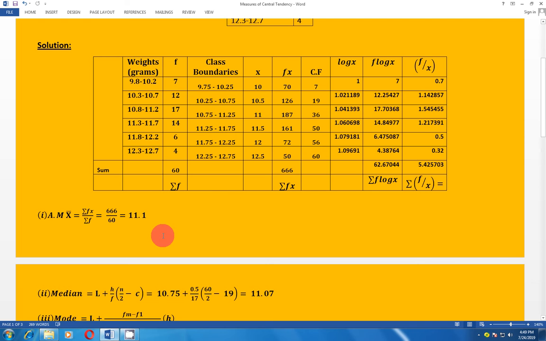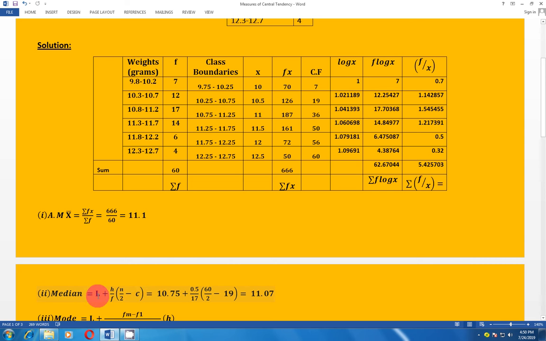After that, the second average is the median. The formula for the median is equal to L plus h over f multiplied by n by 2 minus c, in which L stands for the lower class boundary, h stands for the height of the class, f is the frequency, n is equal to the sum of f, and c stands for the cumulative frequency.